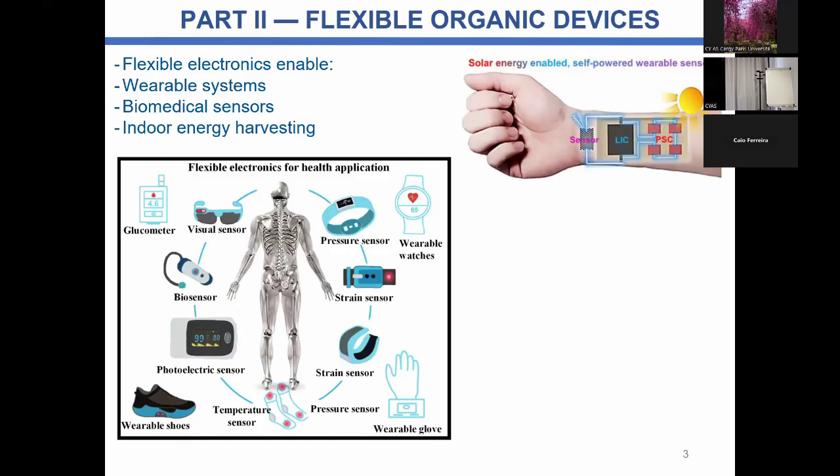Just to continue, we can apply organics for flexible devices. Compared with inorganics, which are more rigid, organics can be thinner and also more stretchable, so we can apply them on flexible substrates. In these pictures we see some applications of flexible electronics: health applications, for instance visual sensors, pressure sensors, strain sensors, also wearable gloves, wearable watches, wearable shoes, and several other kinds of sensors.